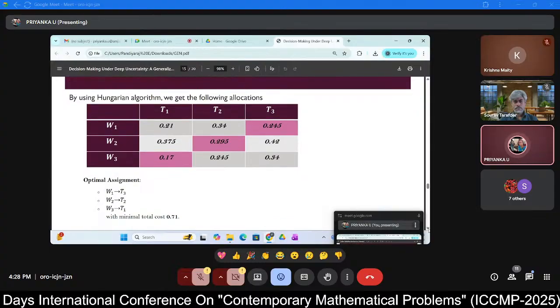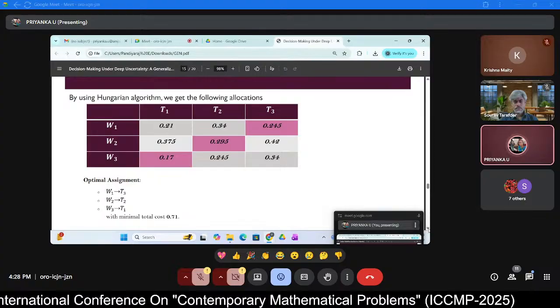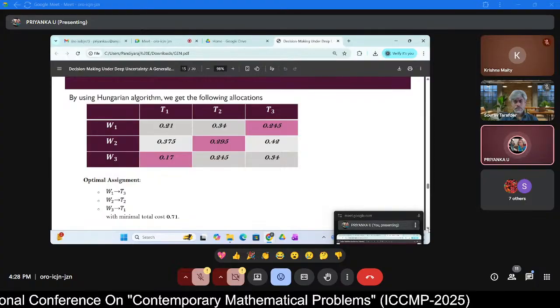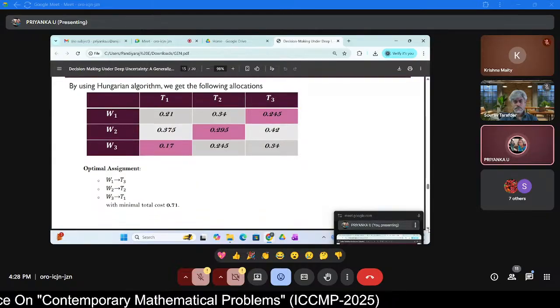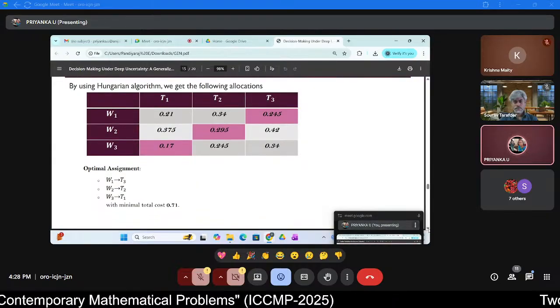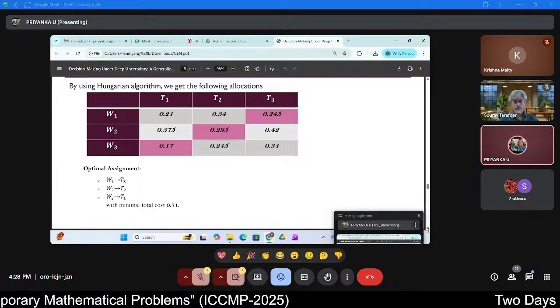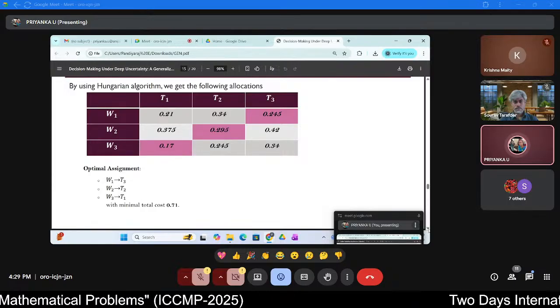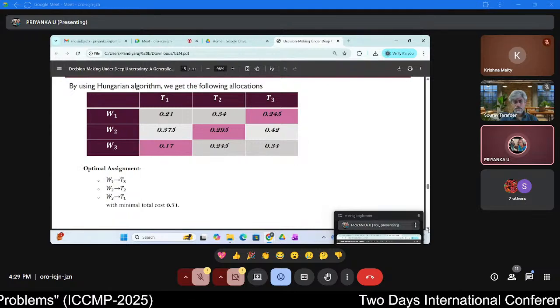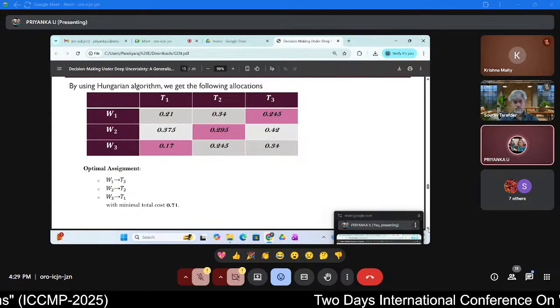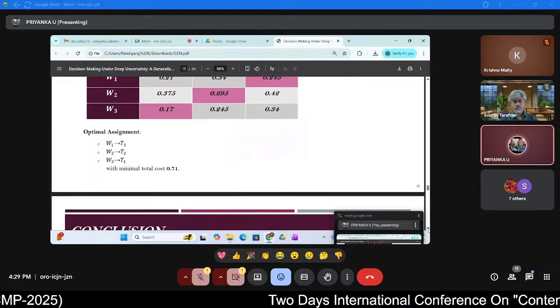The algorithm systematically evaluates all possibilities and selects the combination with the minimum overall cost. The optimal allocation we obtained is worker 1 assigned to task 3, worker 2 assigned to task 2, and worker 3 assigned to task 1. This assignment results in the lowest total cost, equal to 0.1, making it the most efficient matching based on all expert evaluations and criteria.